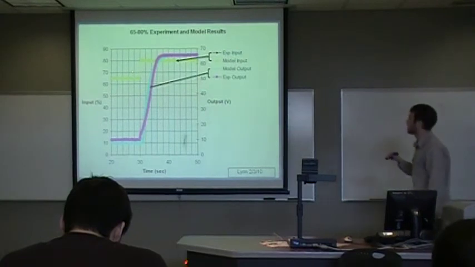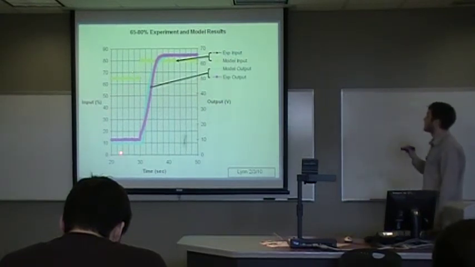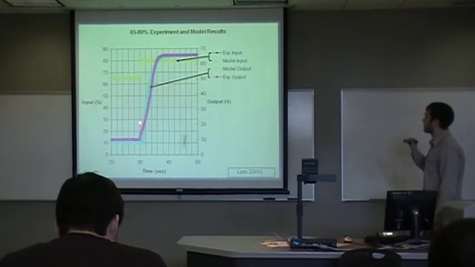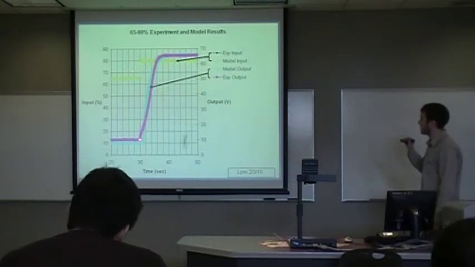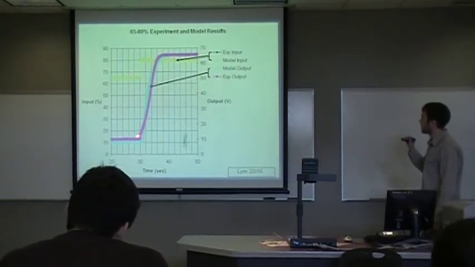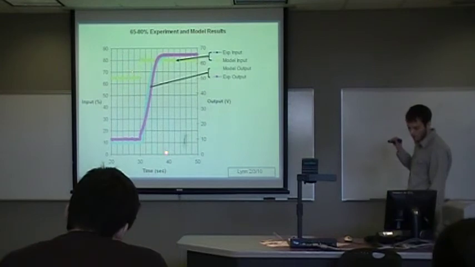This right here is, again, the 65 to 80% step range. As you can see, you have the experimental input and the model input, which fit quite accurately. And here with the model output and experimental output, we fit it as best we could. Again, you can see the slight increase on the experimental output where it jumps up vertically and then gradually increases.